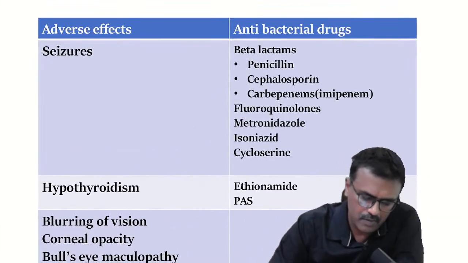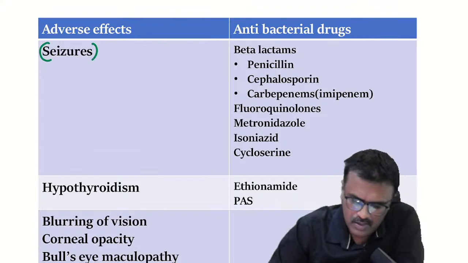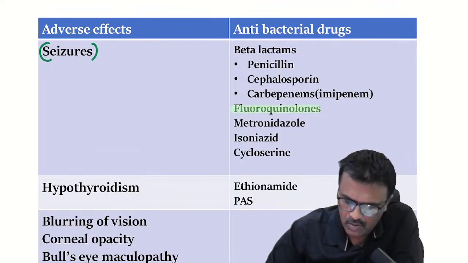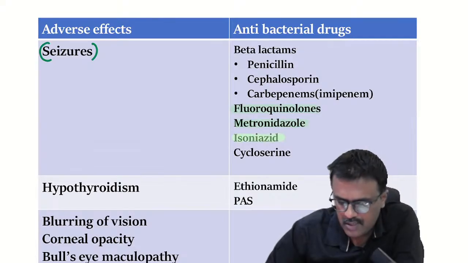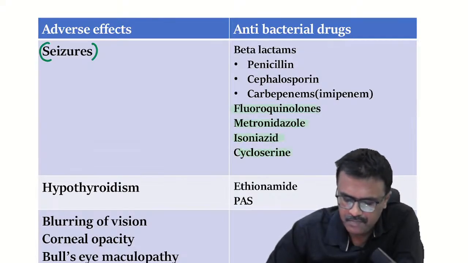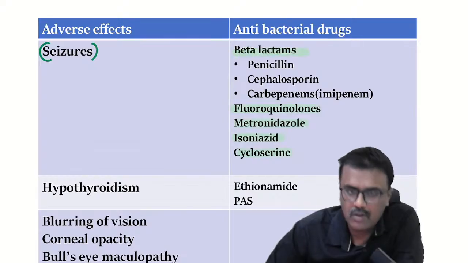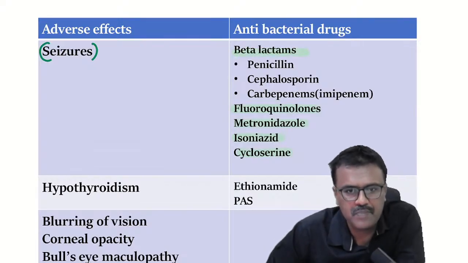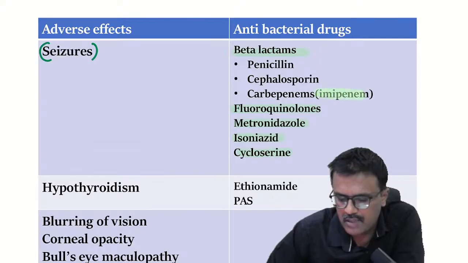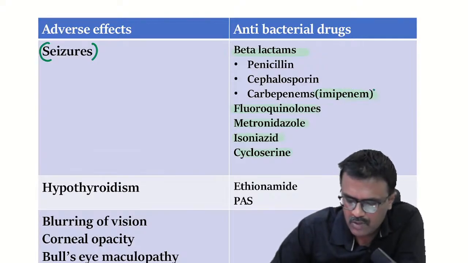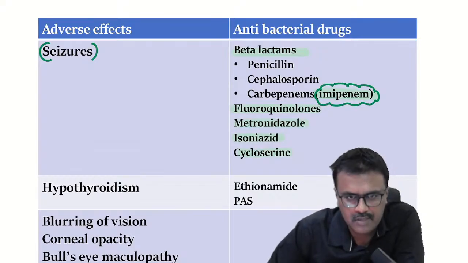Now coming to adverse effects, seizures. What drugs can cause seizures? I told you yesterday, fluoroquinolones, metronidazole at higher dose, isoniazid, TB drug, cycloserine, beta-lactams, all these beta-lactams, penicillin, cephalosporin, carbapenem, particularly high risk is seen with imipenem. This was your NEET PG question. Which penems cause highest risk of seizure was asked.